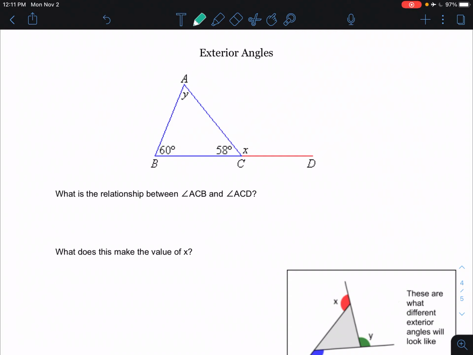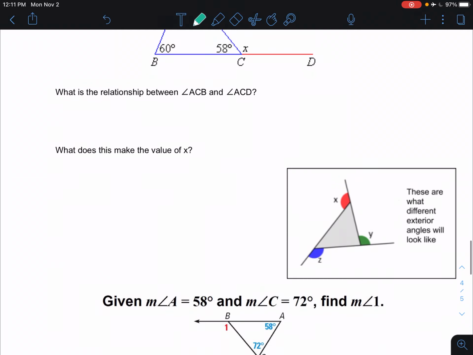Finally, we're going to talk about exterior angles. So let's take a look at this blue triangle and this red line. An exterior angle is what happens when you extend one of the sides of your triangle, like that. You make an exterior angle, an angle over here. Now this drawing only has one exterior angle drawn, but really each triangle has three.